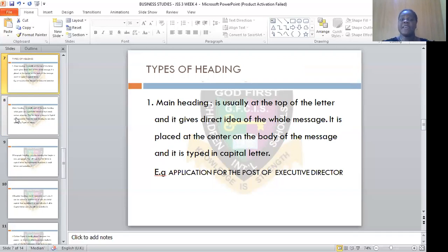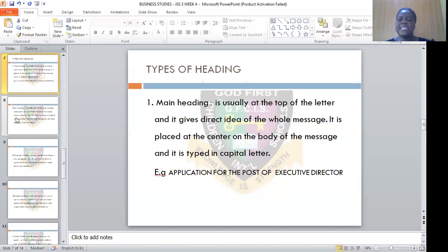Take for instance, if I want to write a letter to request money from my boss, I can say "request for loan" or "request for IOU." Are you getting what I'm trying to say here? That request will be in capital letters all through, and you can underline it. As short and concise as it is, it has meaning to really show what you need in the letter.